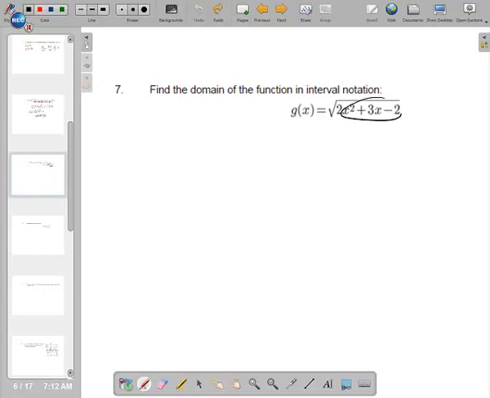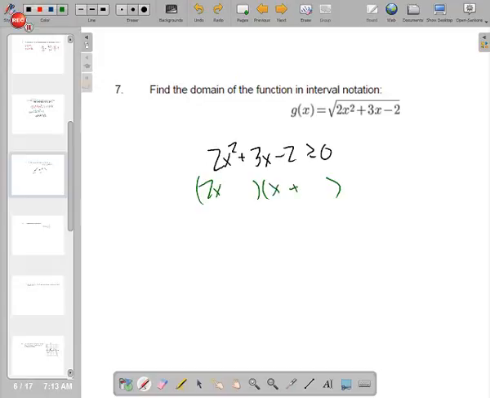So to find the domain, I see a square root, and I immediately know, oh, you can't take the square root of a negative, so whatever's underneath the square root has to be greater than or equal to 0. You can take the square root of 0, it just has to be greater than or equal to 0. Now I'm going to factor this, so you can do split the middle, but this one's pretty easy to guess and check. I want positive 4 and negative 1.